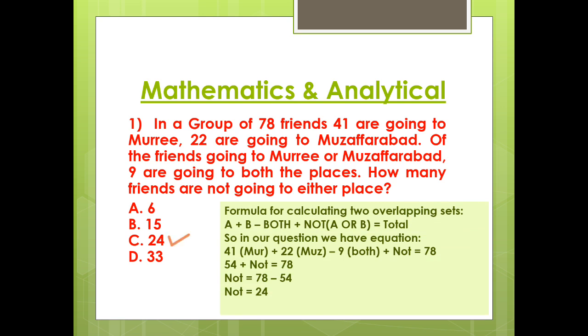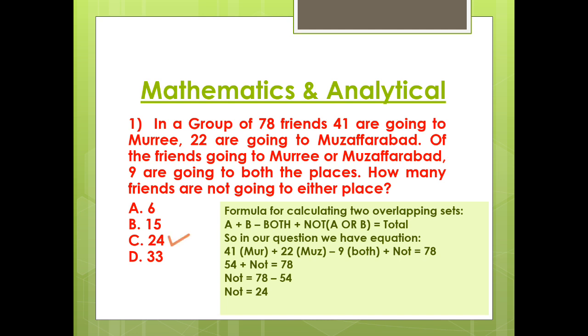Whenever you get a question which is about overlapping sets, you can always follow this formula. Now, a plus b minus both plus not is equal to total. That means a is one set, b is the other set, minus both means the ones who are going to both the places, plus not. Not means the ones who are not going to either place is equal to total. Substitute these values. You get 41 plus 22 minus 9 plus not is equal to 78.